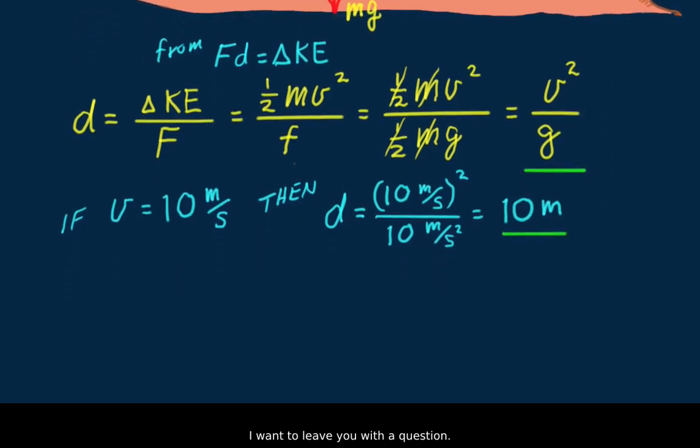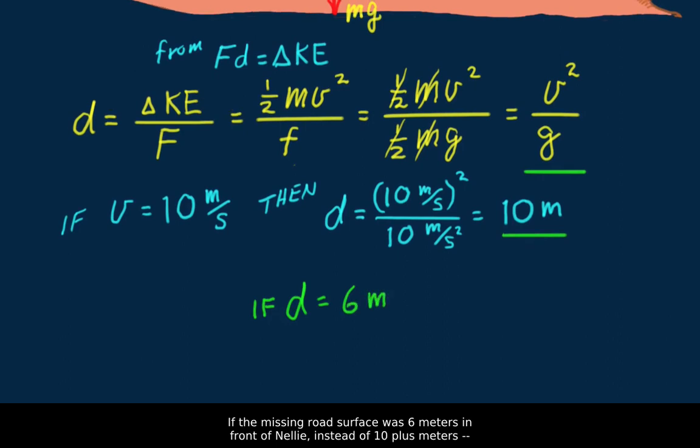I want to leave you with a question. If the missing road surface were 6 meters in front of Nellie instead of 10 plus meters, what's the maximum speed she can have to stop safely? In other words, v equals what?